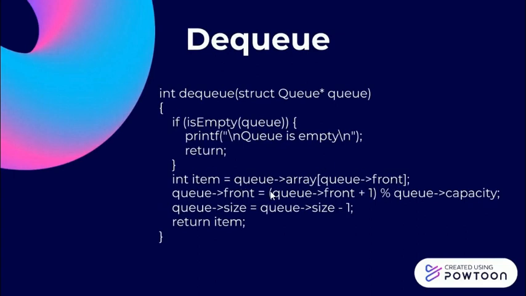That is what we specify in the int item equal to q arrow array in this line, and after that we are going to increment the front pointer to point to the next location, and here also we are going to do a modulo operation with the queue capacity, and after that we are going to decrease the size of the queue, as we know that after performing the dequeue operation the size of the queue gets reduced because we are going to remove an element, and after this we are going to return the item which we have removed from the queue.